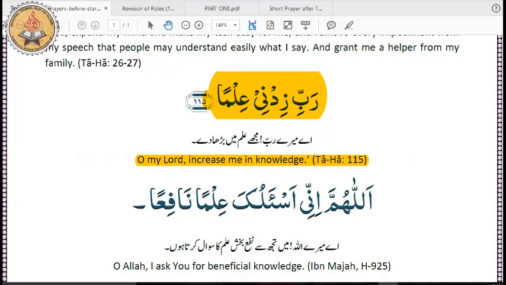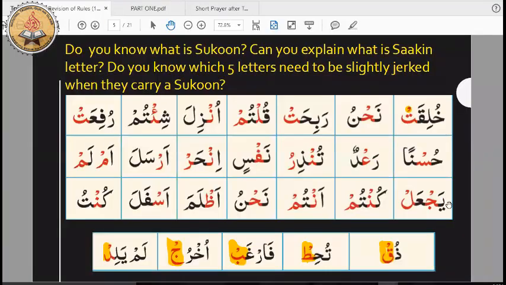Okay, so in today's class, we are going to be carrying on revising. In the previous classes, you've been revising a couple of rules that you've already learned before, and in today's class, we're going to be revising the rule of sukoon. You've done this before, in the beginning of the course when the class started.